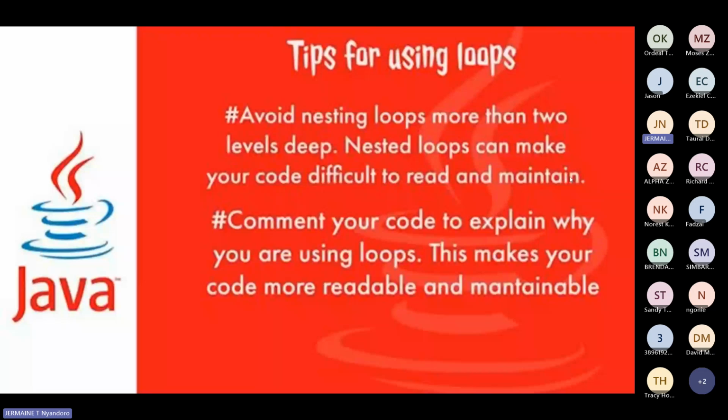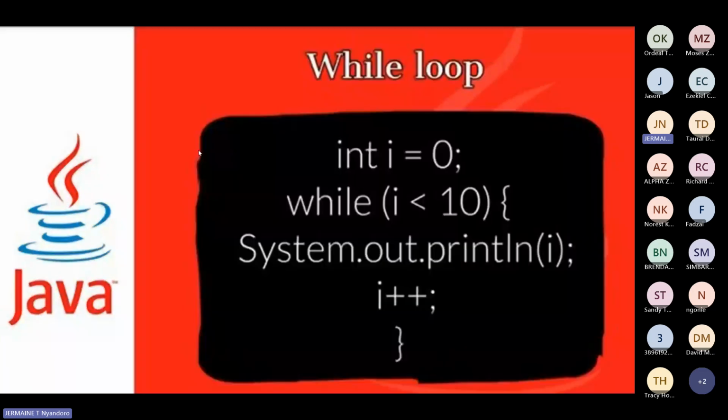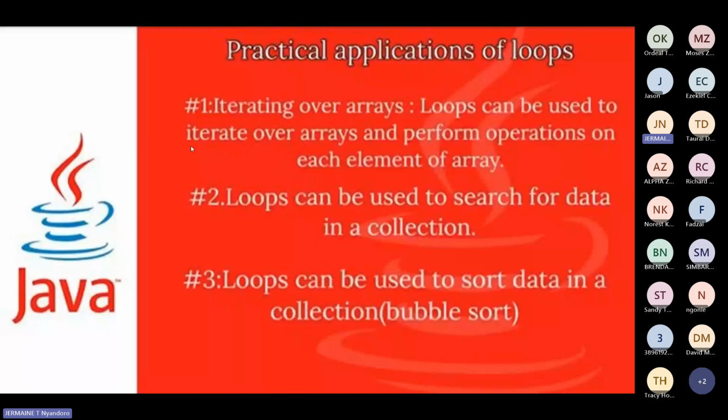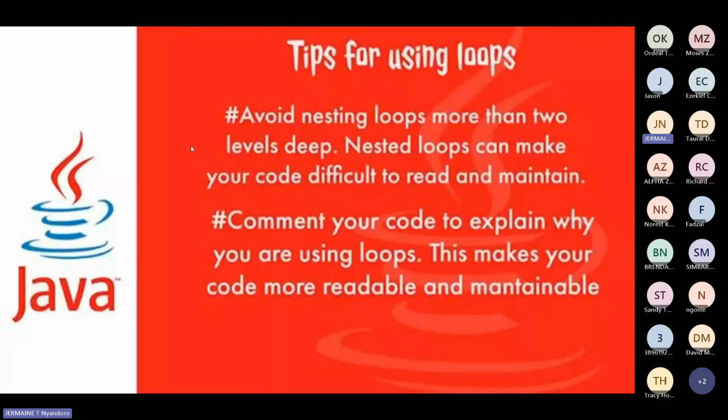So if you are nesting loops, do loops and do while loops, you should avoid nesting them in more levels. At least nest them at 2 levels. Nested loops can make your code more difficult to read and maintain. So if you can do it with a simple do while loop, just make it simple so that it won't be complicated and make your code difficult to read and maintain.